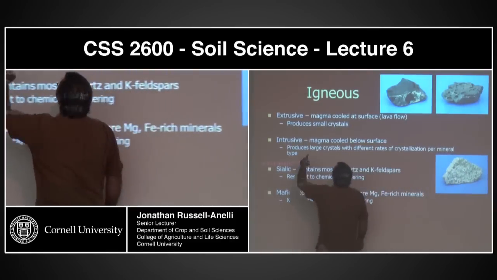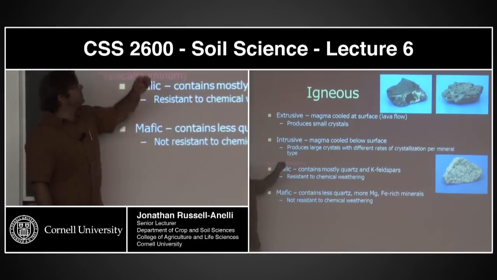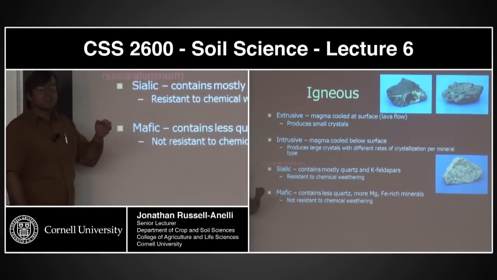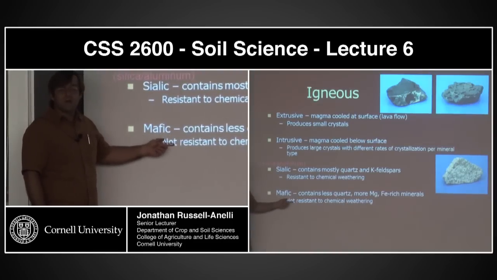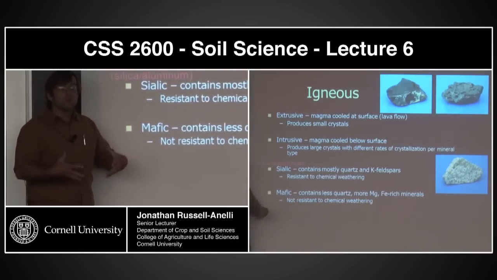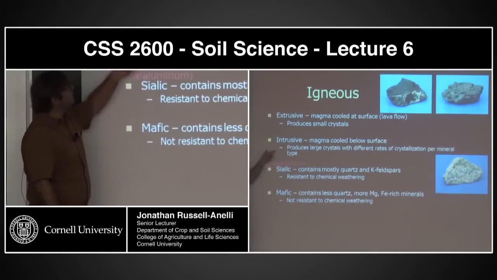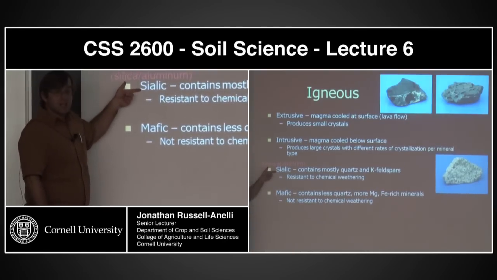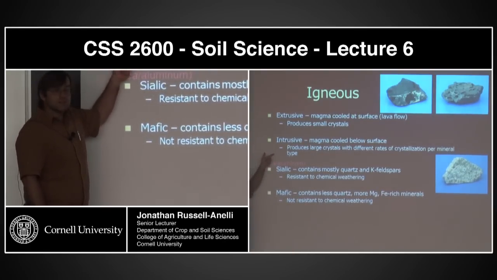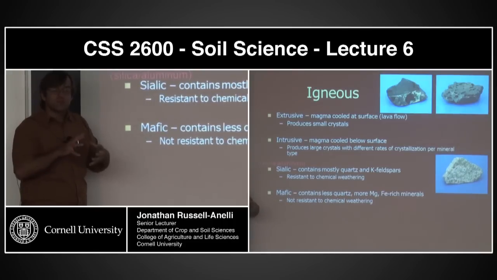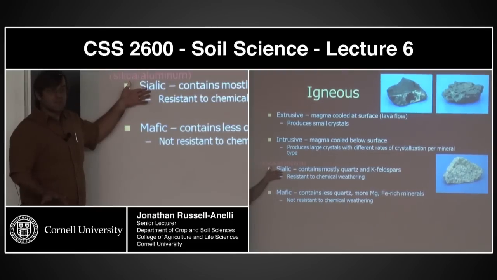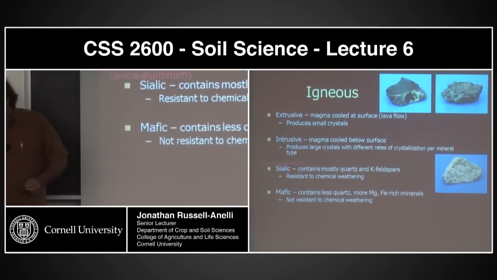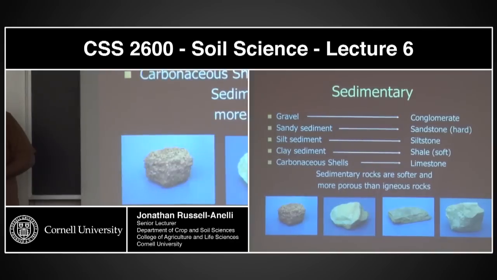I've got extrusive stuff, small crystals. If these small crystals happen to be mafic, I've got small crystals, which means lots of surface area, and they're very easily weathered. I'm going to have soils forming really quickly. On the other hand, if they're intrusive materials and they happen to be sialic, large crystals, small surface area per volume, and they're resistant to chemical weathering, soil formation is going to be a lot slower. Does that make sense? Okay, so those are the igneous.